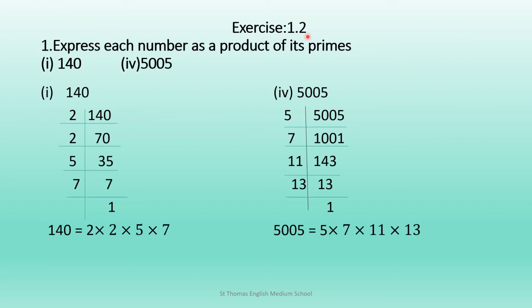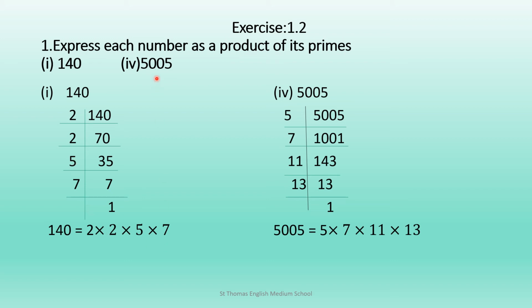Moving to exercise 1.2, question number 1: express each number as a product of its primes. You can factorize each number by the prime factorization method, that is by the division method or factor tree method. Now take the first number, that is 140. 140 is divisible by 2. When you divide 140 by 2, you get 70. Again, 70 is divisible by 2, you get 35. 35 is divisible by 5, 7 times. 7 is divisible by 7, 1 time. Therefore, the number 140 can be expressed as a product of the prime factors, that is 2 multiplied by 2 multiplied by 5 multiplied by 7.